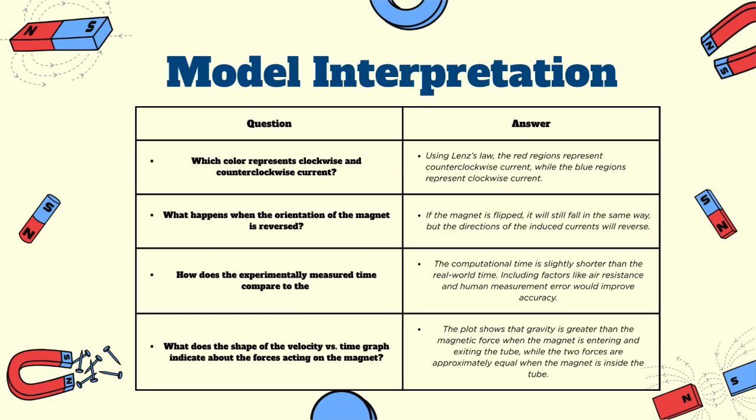So the interpretation. These are just some things that I interpreted from the model, such as what color represents clockwise and counterclockwise, what represents the currents, and what happens if the orientation of the magnet is reversed. How does the experimentally measured time compare to the model's time, and how does the shape of the velocity versus time graph indicate the forces acting on the magnet?